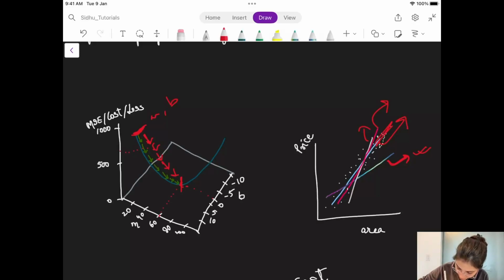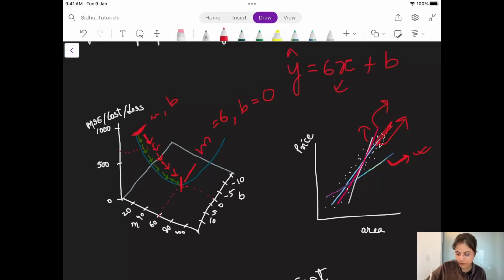So for this combination of m and b, where our m is say 6 and b is 0, when we are going to plot this, the line is y = 6x + 0. So suppose if our value of x is 1, then our y value would be 6. So this is how the prediction is done.